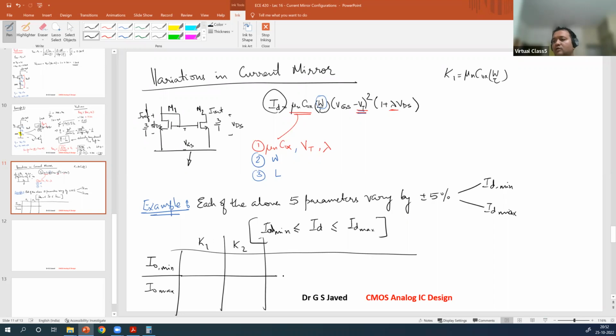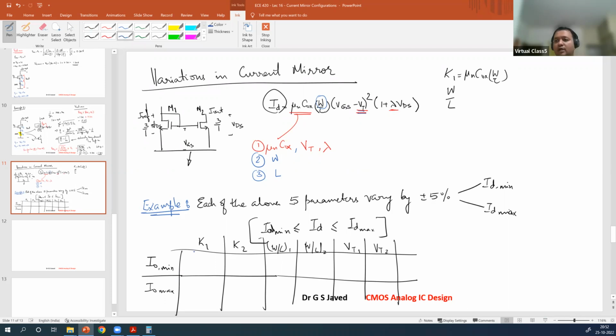Okay, once you have K1 and K2, next you will have W by L variations, right? So W over L1, W over L2. Okay, another set of variations. Final set of variation is your VT. So VT1, VT2. So we need to find what are the min and the max. So let us find out what goes where.